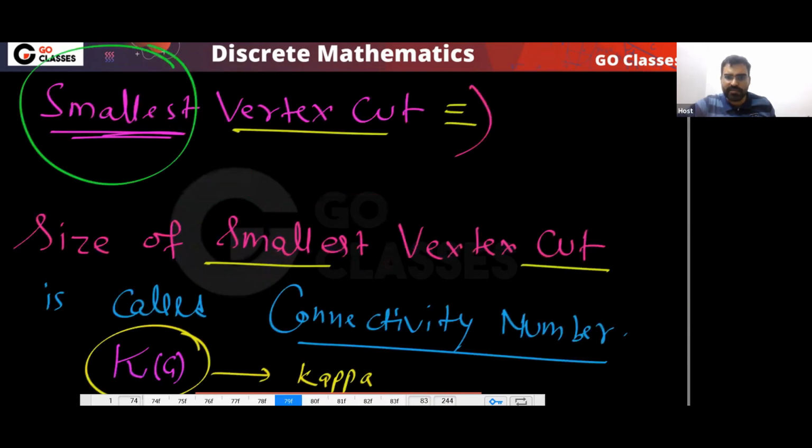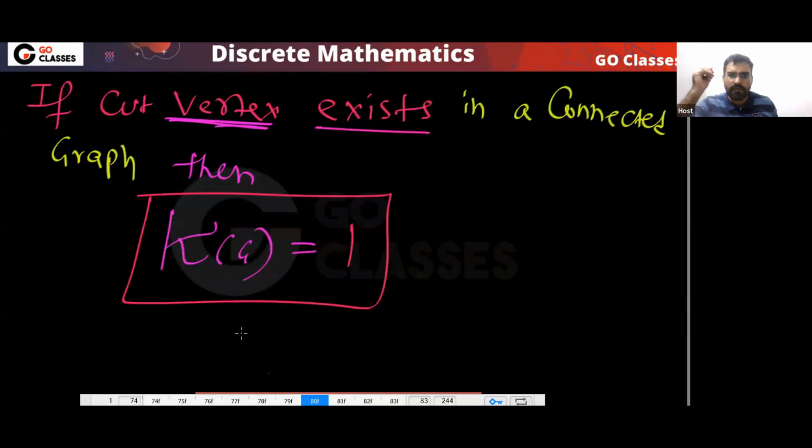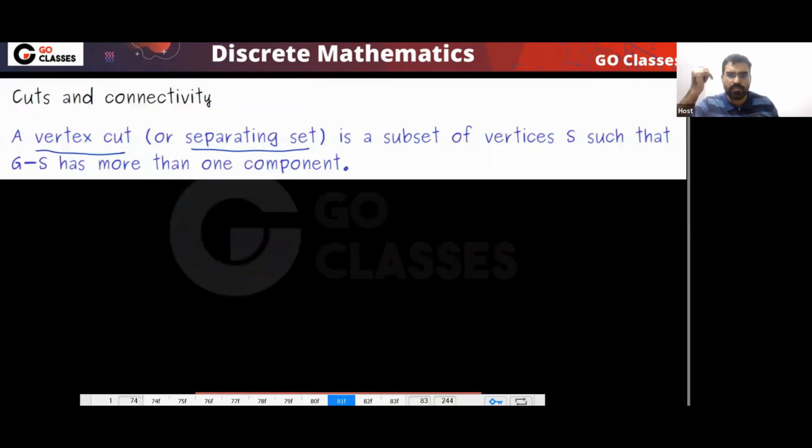So you can notice the connectivity number, that is the smallest vertex cut. Can you please tell me what the connectivity number tells you? This is the definition of a vertex cut or separating set: a set of vertices in a connected graph such that G minus S has more than one component. This is for connected graphs, so it means it will become disconnected.